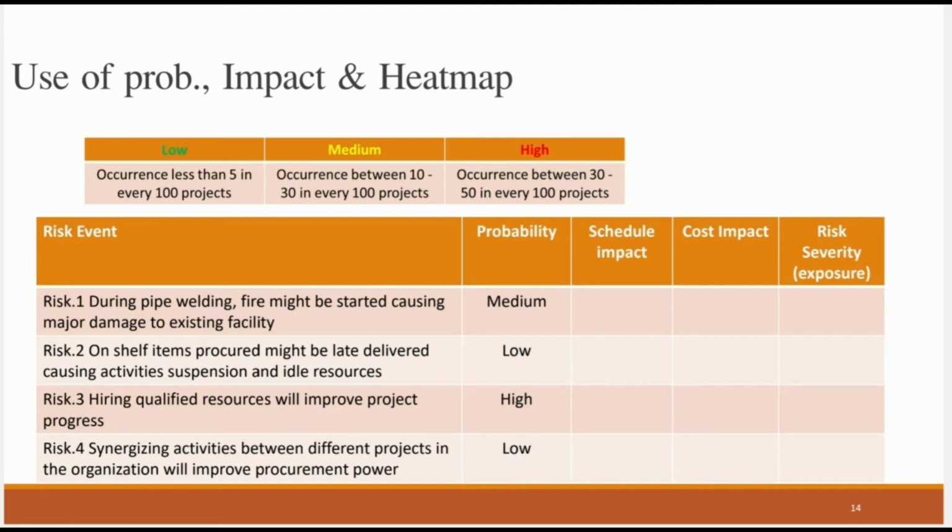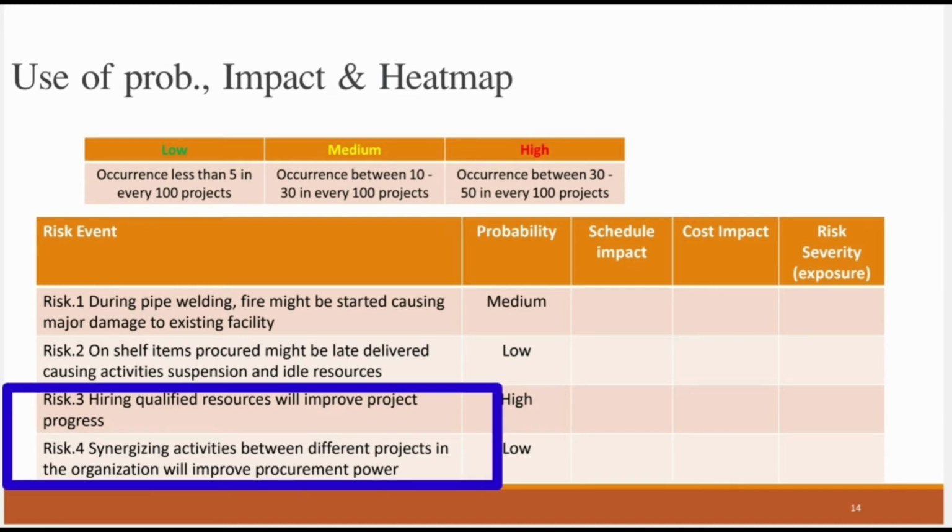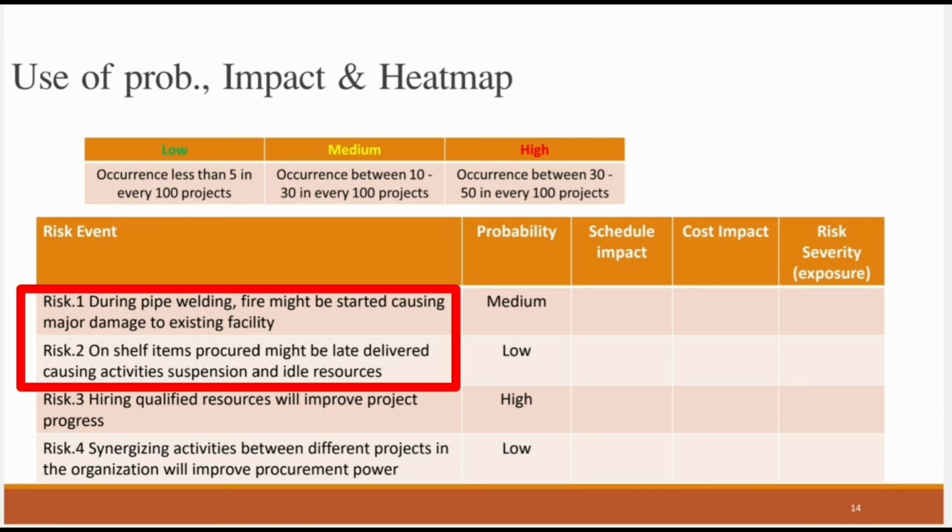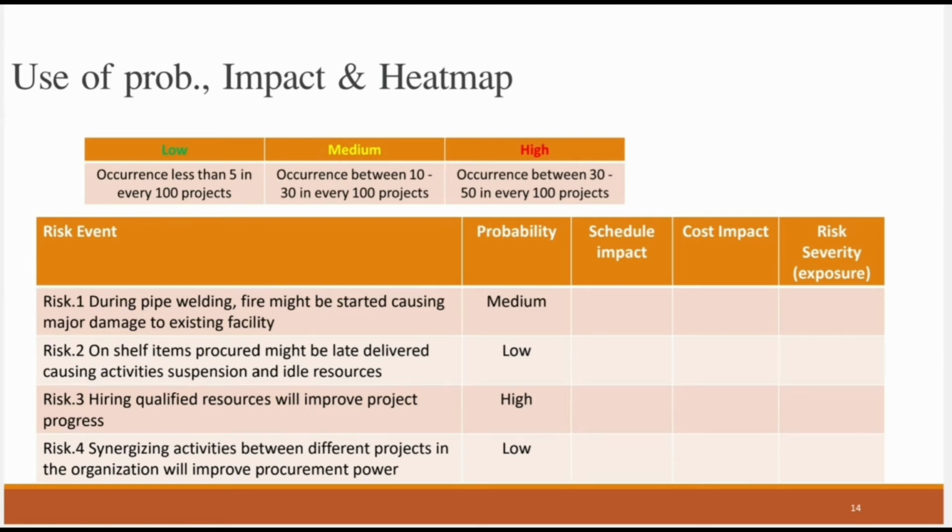For demonstration purposes, I have included 2 positive risks and 2 negative risks for us, and you will see that risk number 1 and risk number 2 are negative risks. Why? Because they have a negative impact on our project, while 3 and 4 are representing positive risks. Why? Because they have a positive impact on our project.